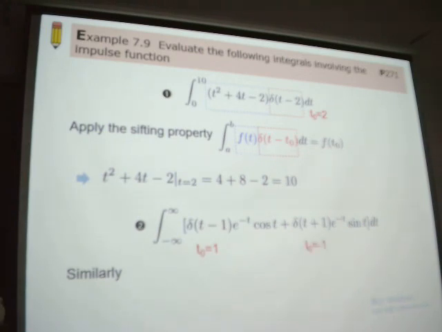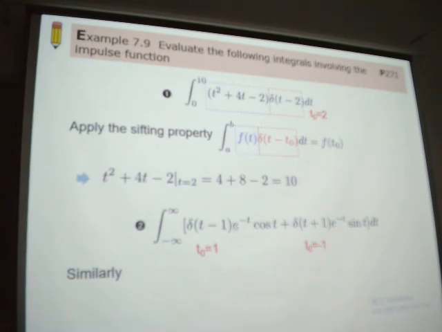The function f(t) has two parts: the first is e^(-t) cos t, and the second is e^(-t) sin t. How many f(t) do we have here? Two. In this example, because there is a plus sign, we can separate this one and this one into two parts: this part is the first part, and this part is the second part.